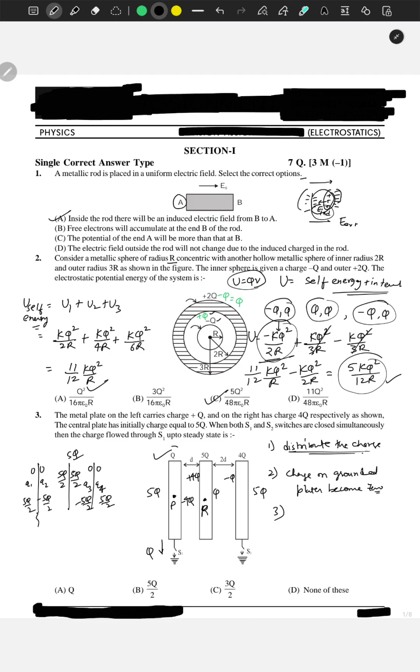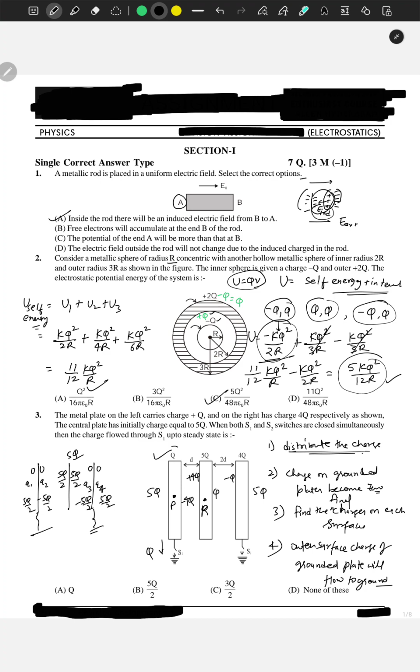Now again, these are grounded, these are grounded. So the third step: find the final charges on each surface of the plate, and the last one, the outer surface charge of the grounded plate will flow to the ground.